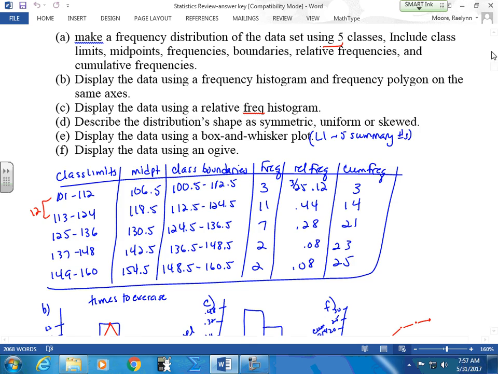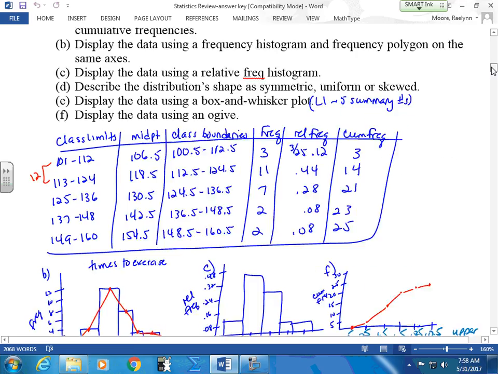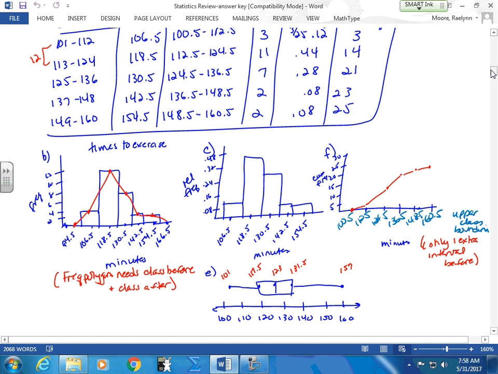Now, on your graphs, remember, you need a title. You need to label your axes. Frequency. X is your minutes. This was minutes to do whatever they were doing here. Times to exercise. There's my title. I got 2 graphs on this, so go by the blue box first.